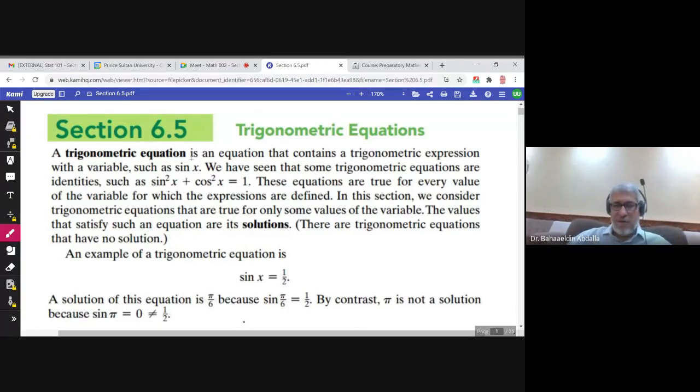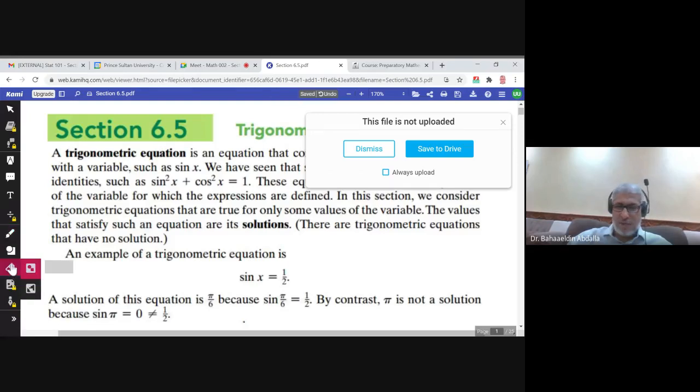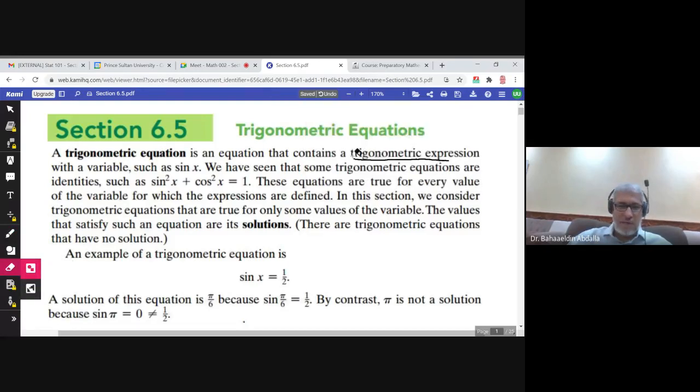This is section 6.5 and it's about trigonometric equations. A trigonometric equation is an equation that contains a trigonometric expression. So if we have a trigonometric expression like sine, cosine, or any of the trigonometric functions, we can say that this is a trigonometric equation.